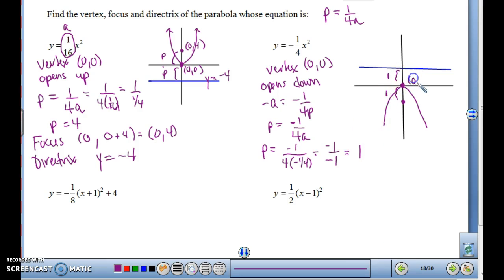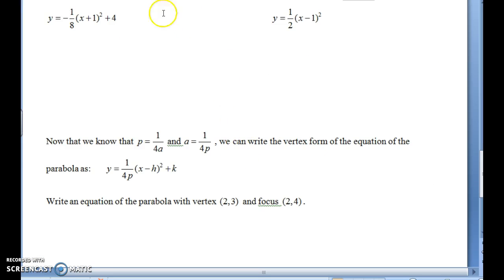So if my vertex is at (0, 0), notice here, because this is pointing down, my focus is down here. So for this one, I actually have to subtract. I have to take 0, then subtract 1, 0 minus 1. So my focus is going to be at (0, negative 1). And for my directrix, you have to go up 1, so my directrix will be at y equals 1. So the vertex is at (0, 0), the focus is at (0, negative 1), and the directrix is at y equals 1.